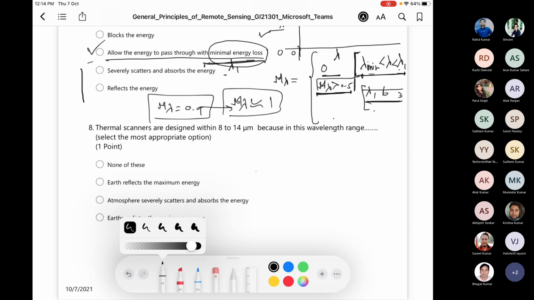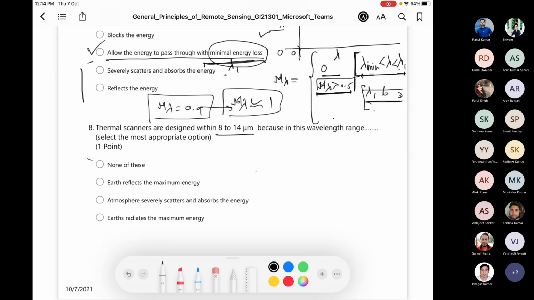This problem number 8 is related to the thermal band. Thermal scanners are designed within 8 to 14 micrometer, because in this wavelength range, you need to select the most appropriate option out of the given 4 options. Earth radiates maximum energy. Atmosphere severely scatters and absorbs the energy. Which one is the correct option?